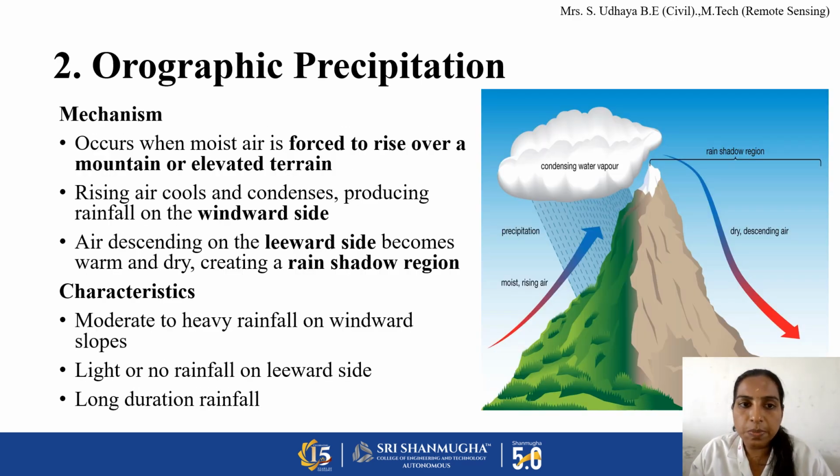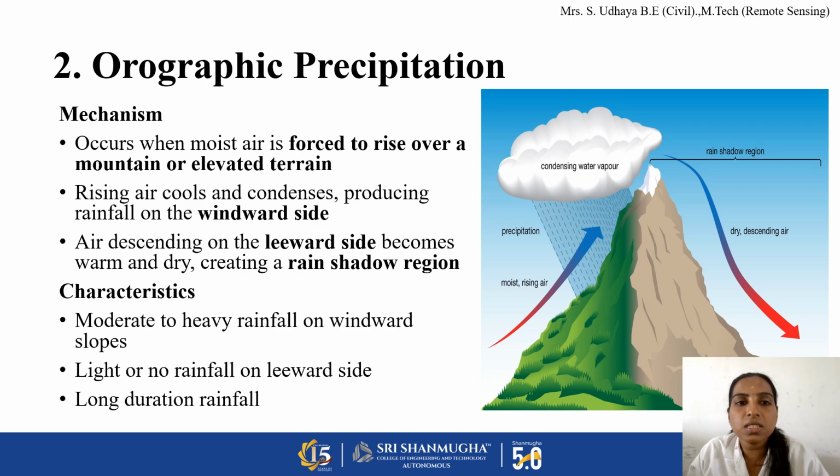Next one, orographic precipitation. Orographic precipitation generally occurs in the mountainous region or elevated terrain. So when air travels near the earth surface, it is about to reach the barrier called mountain. Here the moist air is supposed to rise over a mountain or an elevated terrain. The rising air cools and condenses and produces rainfall on the windward side, and the other side of the mountain is a rain shadow region. It gets only a small drizzle of precipitation.